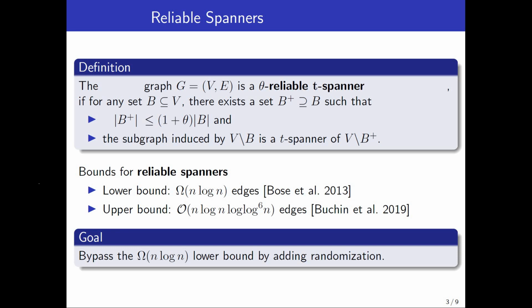So we are going to relax the notion of reliable spanners to allow randomization in the spanner constructions. That's how we arrive at the sometimes reliable spanners. We say that a random graph is reliable in expectation if the bound on the size of the damage set holds only in expectation. All other properties are unchanged. This is the notion that we are going to use.